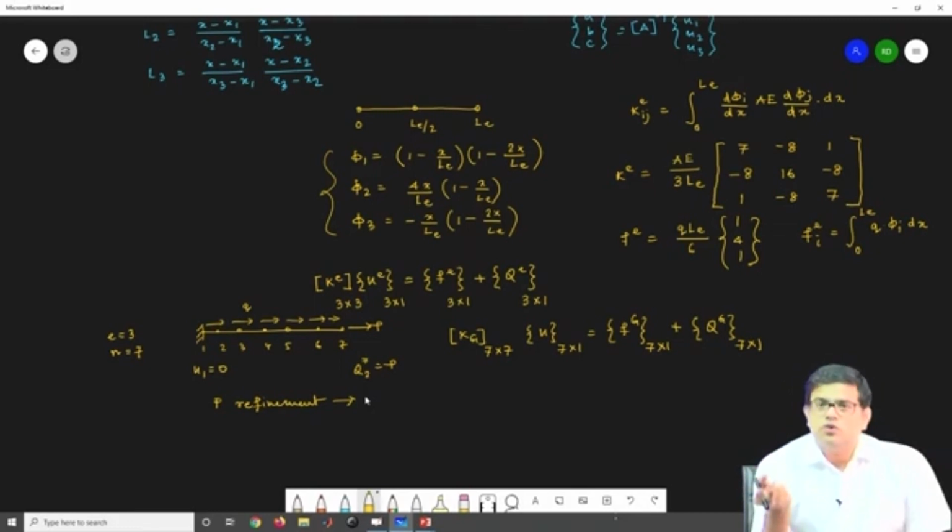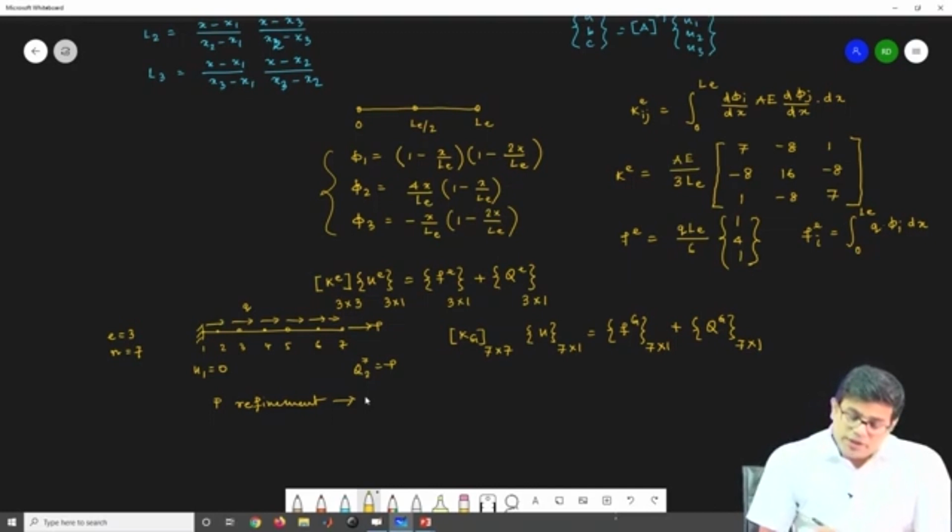So there are two ways to do it. Either you can refine the number of elements. For instance, in case of this bar problem, if I use more elements, even still with the linear polynomial, then linear element or two-noded bar element, I can improve the solution. Another way to improve the solution is to increase the polynomial order of the system. That is, instead of a linear variation, I use a quadratic variation or cubic variation of the system.